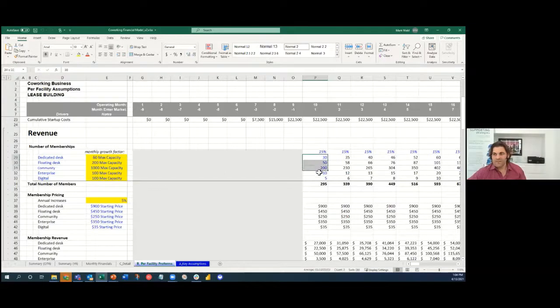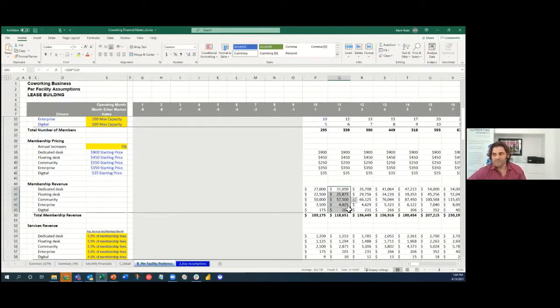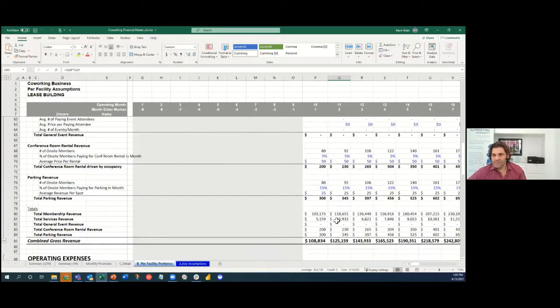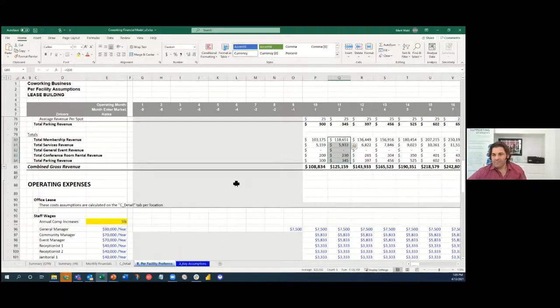So if we have this many people paying for memberships in the first month, and then in the second month we grow that membership base by 15% and so on into the future, and if each of those people on average are paying these prices right here, then this is the revenue we'd forecast. And then there's other things happening here. We subtotal the different types of revenue. Then we'd have these staffing costs.